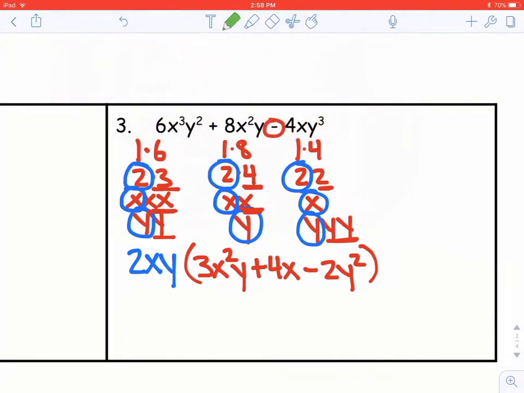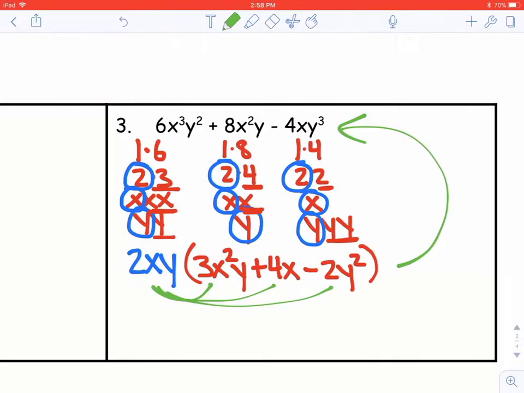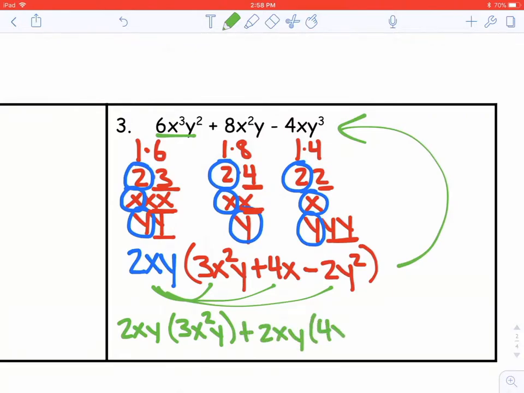Now, let's check and make sure this would make good sense. So if we multiply these back together again, would it give us what we started with is what we need to check for. All right, so 2xy times 3x squared y should give you 6x cubed y squared. Looks good. And then 2xy times 4x should give us back 8x squared y in the middle up at the top. So 8x squared y looks good.